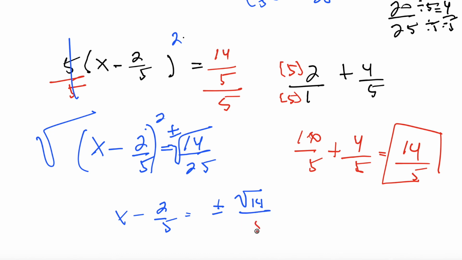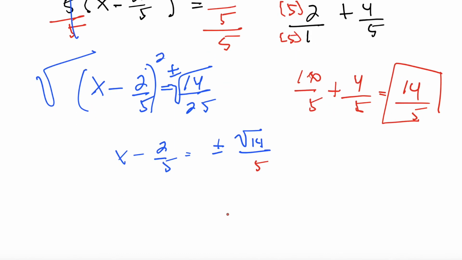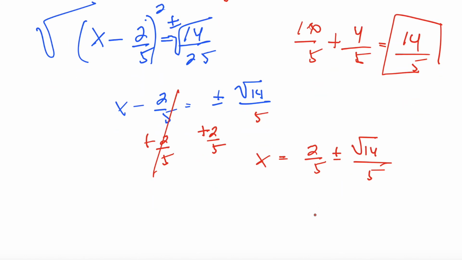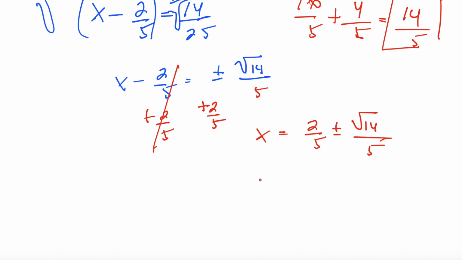Okay. Now what do we do? Bring this and stick it right there. I keep forgetting to put it in front. Does it make a difference? Yeah, it does. You need to put it right there. So plus 2/5. So x equals 2/5 plus or minus root 14 over 5. All right. Now what? We have two answers.